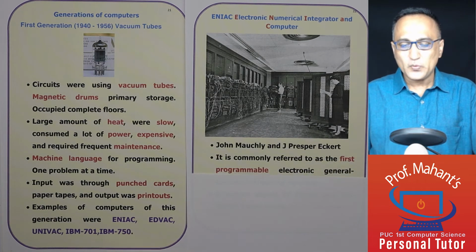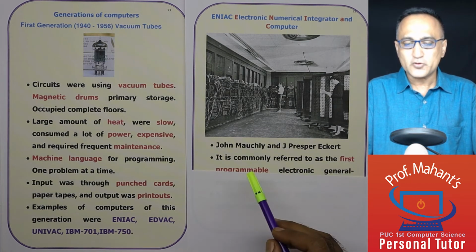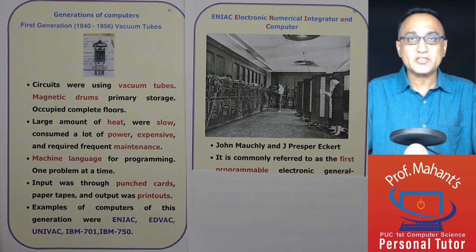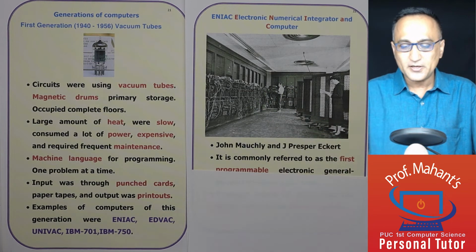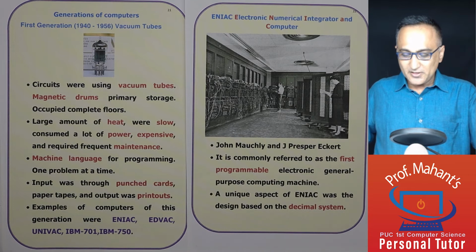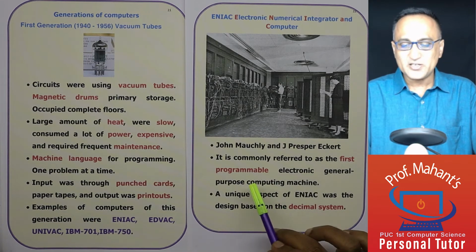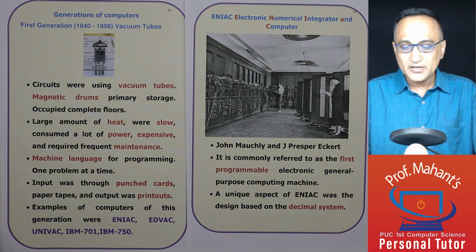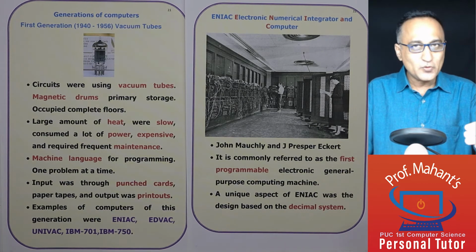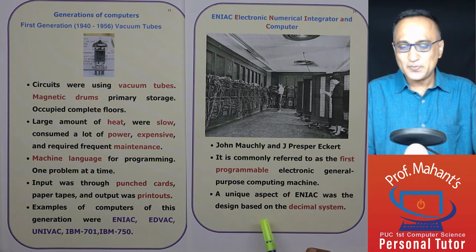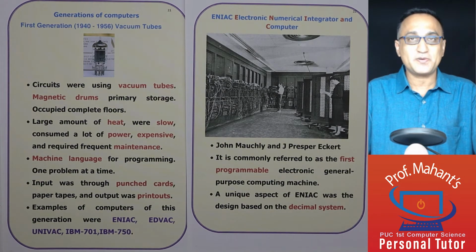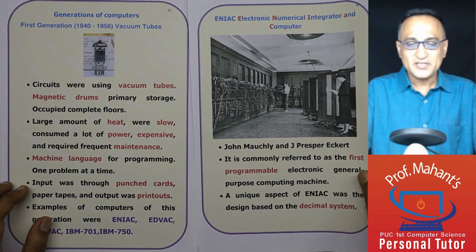The credit for inventing ENIAC goes to John Mauchly and Presper Eckert, who were working at the University of Pennsylvania at that particular point of time. So they developed this particular machine. The unique feature of ENIAC is that it's considered to be the first general purpose programmable modern electronic computer. Another unique aspect of ENIAC is that it was based on the decimal system, which is no longer used. Today, all machines are based on the binary number system.